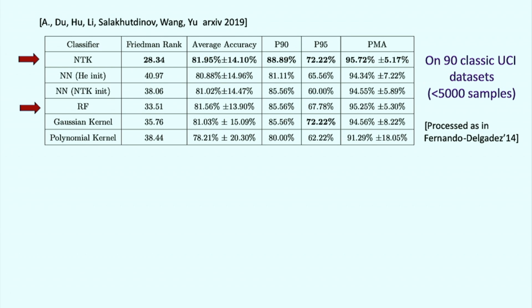And so the first one I'll mention is these UCI data sets, which have been studied a lot. And there, the classic algorithm was random forest, boosted decision trees. And actually, NTK beats it right off the bat. Okay, and all the scores we tracked.